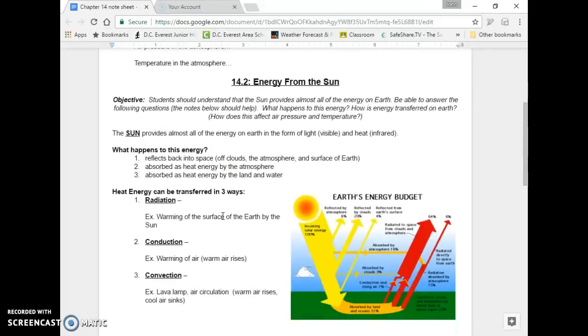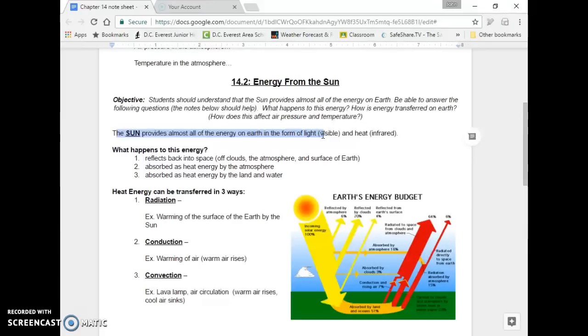All right, so 14.2, energy from the sun. Okay, the sun provides almost all of the energy to the earth in the form of either visible light, or what we're talking about now is more the infrared heating of the surface.